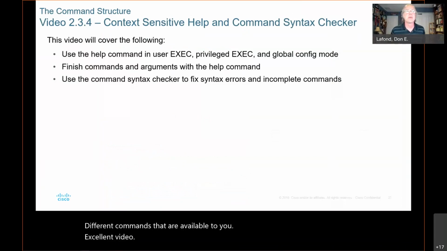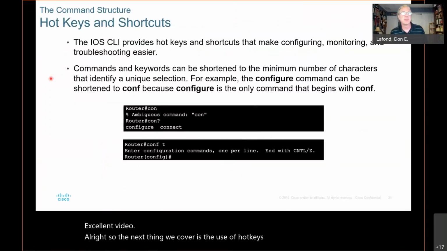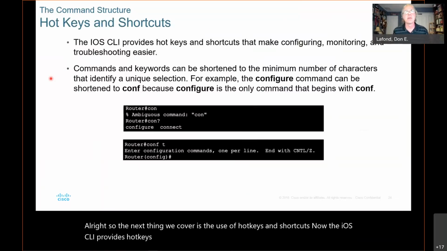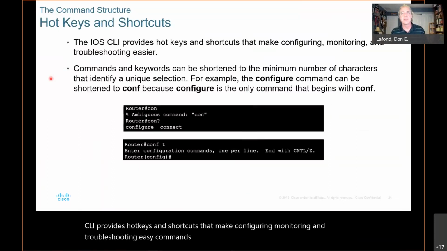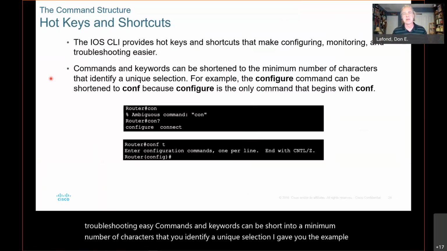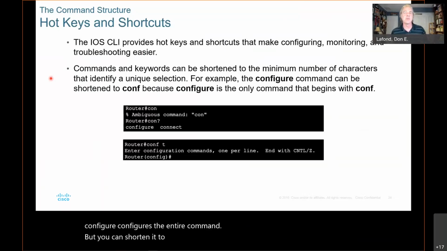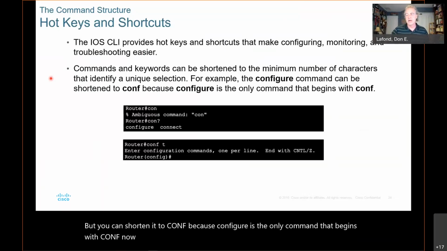All right. So the next thing we cover is the use of hotkeys and shortcuts. Now, the IOS CLI provides hotkeys and shortcuts that make configuring, monitoring, and troubleshooting easy. Commands and keywords can be shortened to a minimum number of characters that you identify a unique selection. I gave you the example of configure. Configure is the entire command, but you can shorten it to CONF because configure is the only command that begins with CONF. Now, they give you the example here of trying to make it just CON.